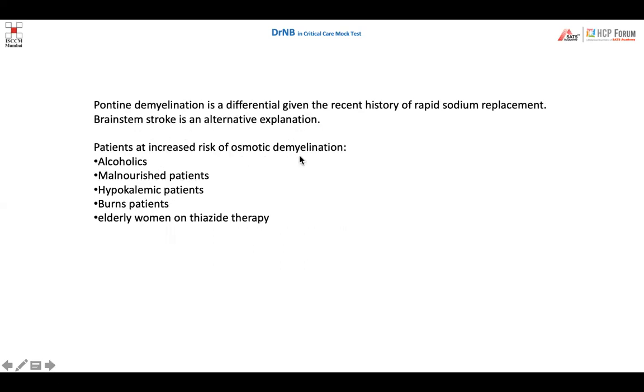Patients at risk of pontine demyelination, osmotic demyelination with sodium correction, are mainly malnourished patients, alcoholics who are chronically malnourished, hypokalemic patients, patients with burns, and elderly women who are on thiazide therapy.